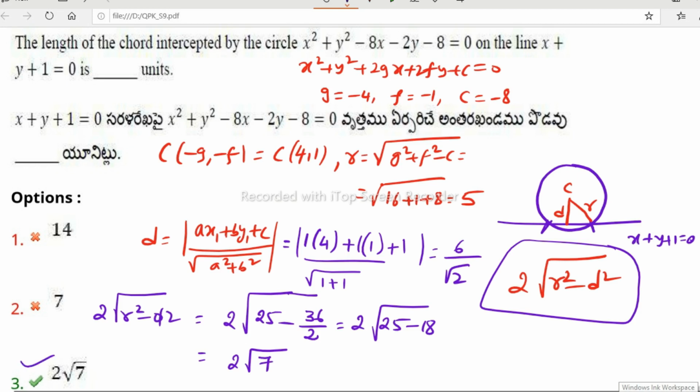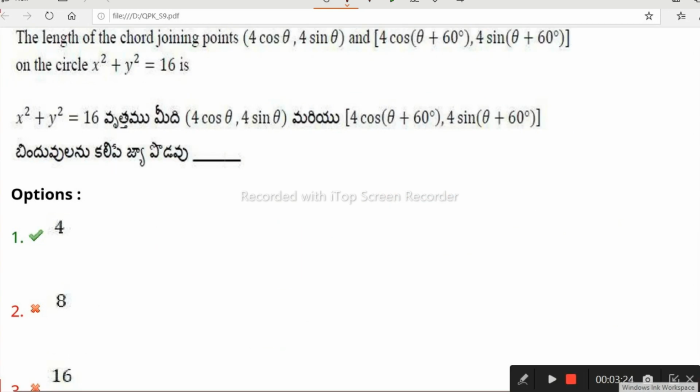So now look at the next question. Here also it is asking the length of the chord. The length of the chord joining the points 4 cos theta, 4 sin theta and 4 cos of theta plus 60, 4 sin of theta plus 60 on the circle x square plus y square is equal to 16. The circle equation is of the form x square plus y square is equal to r square. Then the center of this circle is 0 0. Radius of this circle is 4.